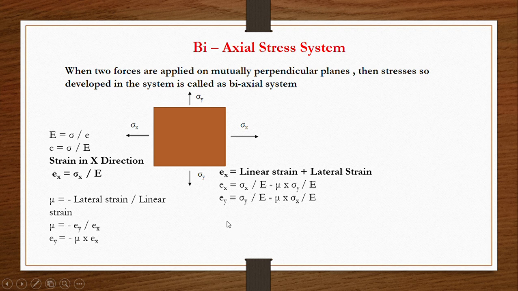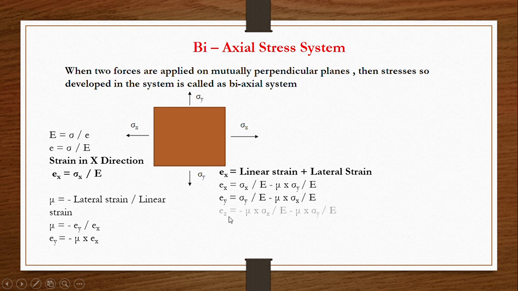For the same, when we consider sigma y as the principal axis, the linear stress will be sigma y, and for that system sigma x will be the lateral. So changing the position, e of y is equal to sigma y divided by E minus mu into sigma x divided by E. So that is the strain for the stress in the x axis, and for e of y, that is the stress in the y axis. We will remember one trick: when e of x is there, sigma y will be negative. For e of y, sigma x will be negative.